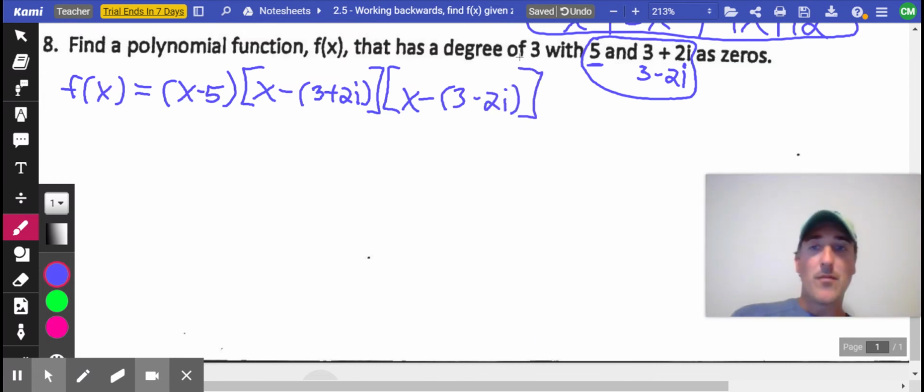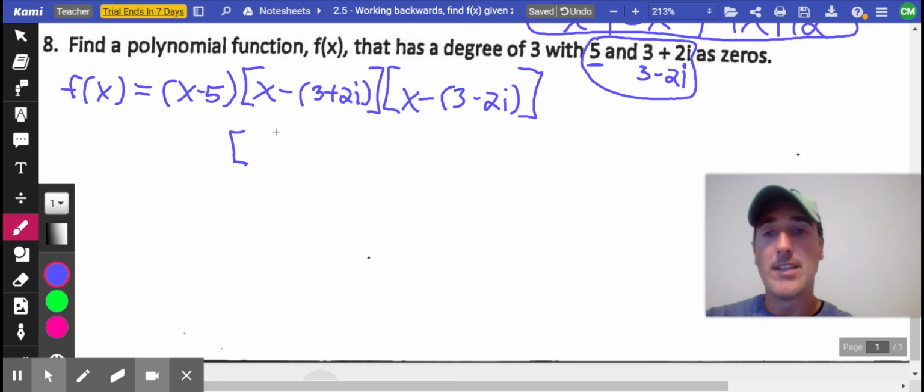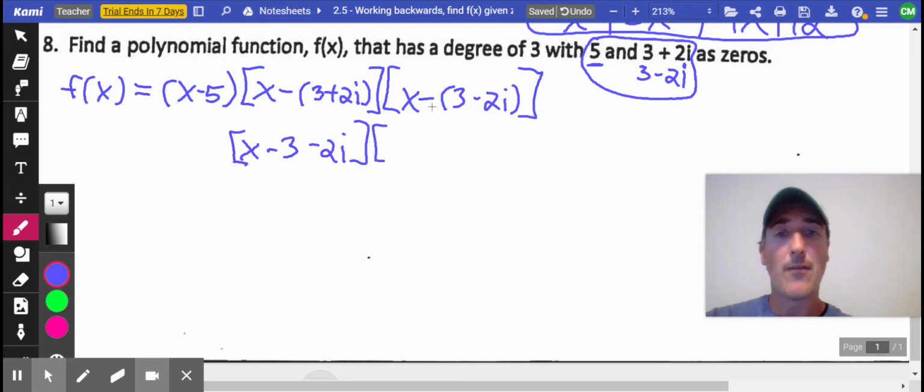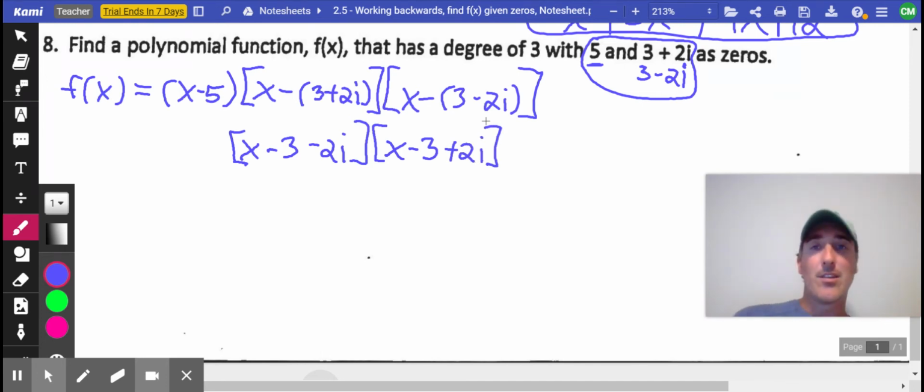Now remember, based off the last one, I want to focus on these two. All right, now it just looks so confusing. Here's how we can make this a lot easier, and there's a little trick to it. If we distribute this negative, we get x minus 3 minus 2i. Same thing here, if I distribute this negative, I'm going to get minus 3, but this is going to become plus 2i.